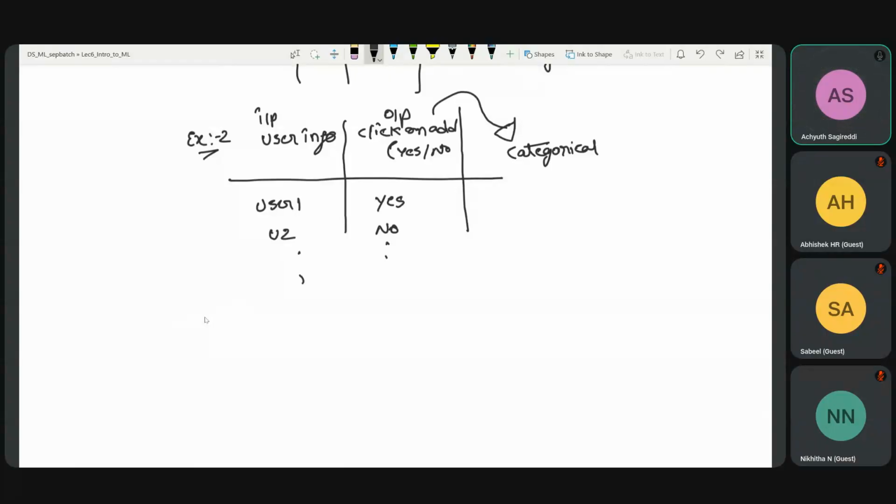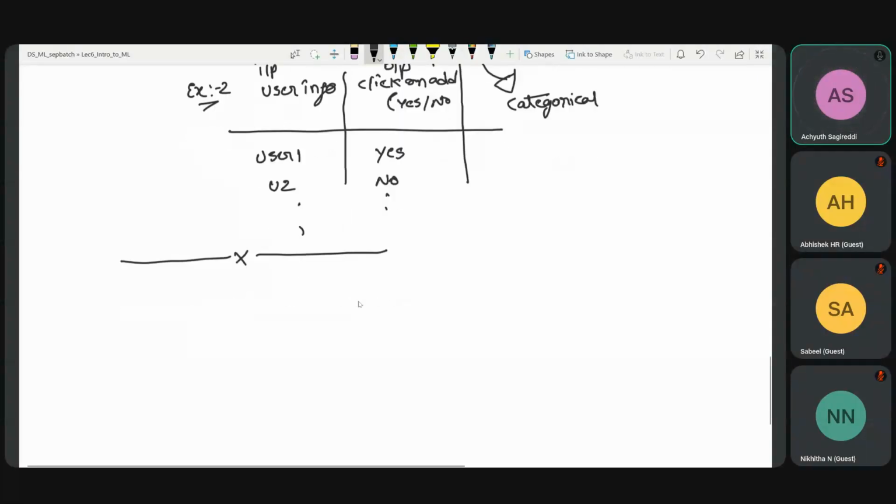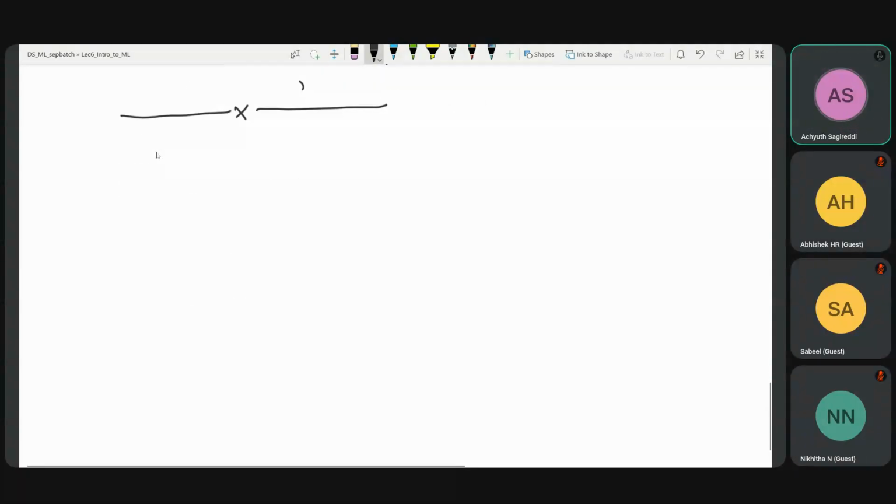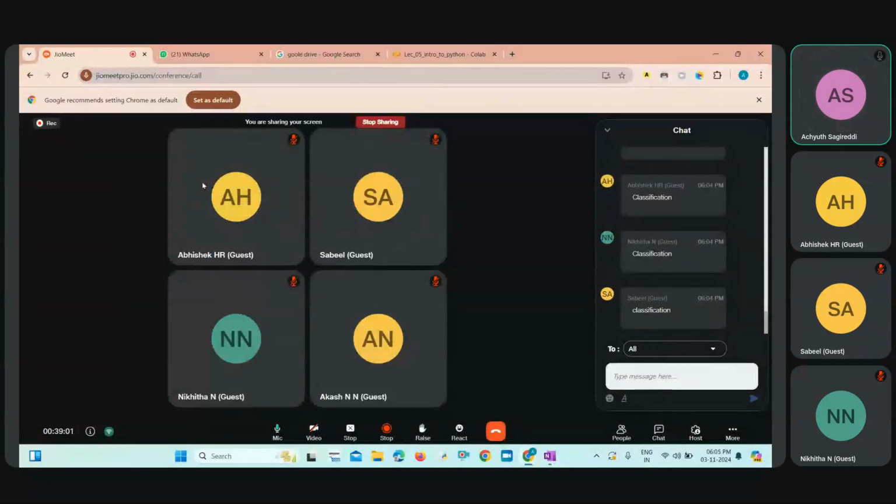So here we'll see about regression. What is regression? What is regression? Anybody knows about regression? Yes or no? Is this the first time you are hearing it? Anybody? Yeah, Abhishek, yes. Anybody?